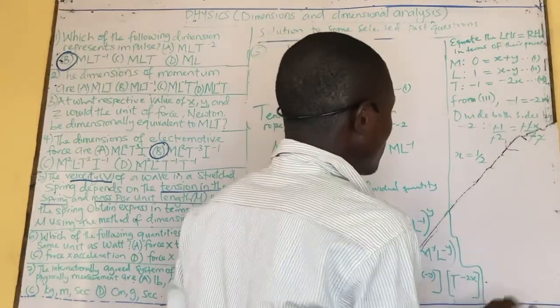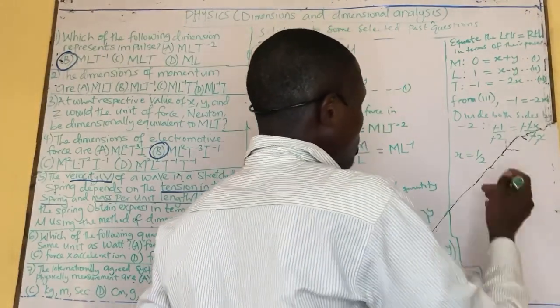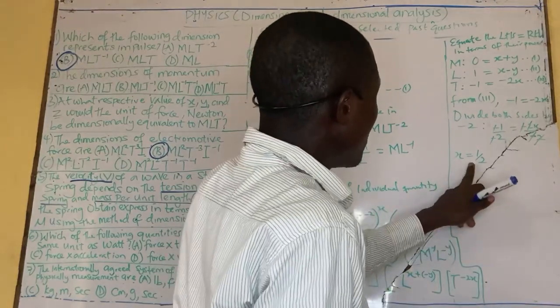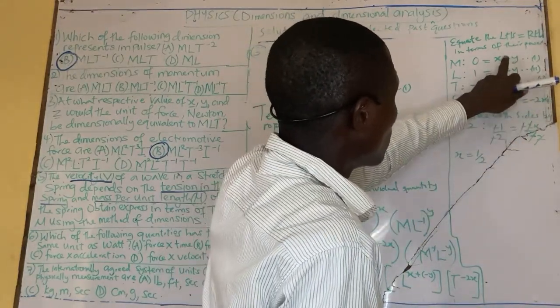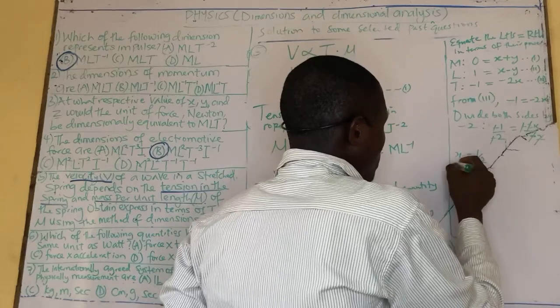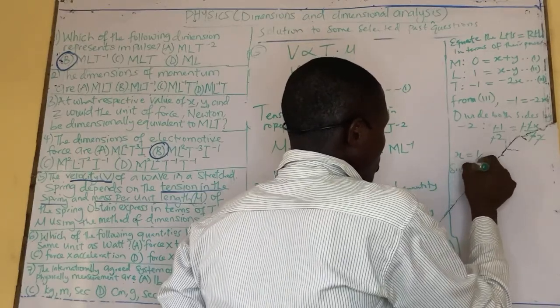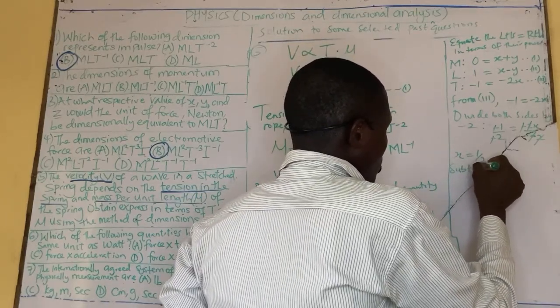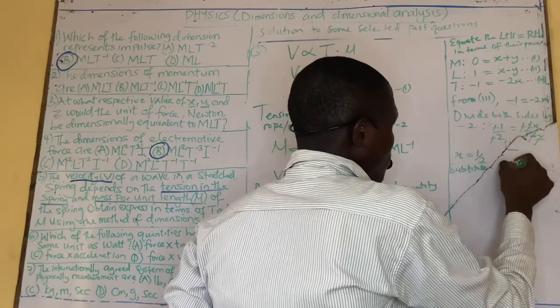Then by so doing now, we substitute this x into equation 1. Substitute 1 over 2 for x.